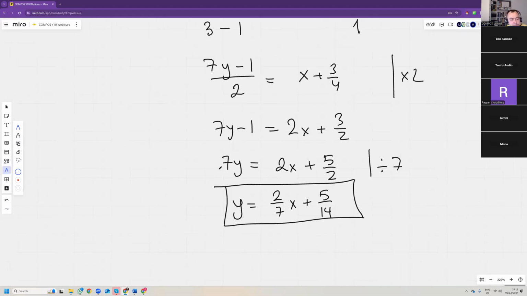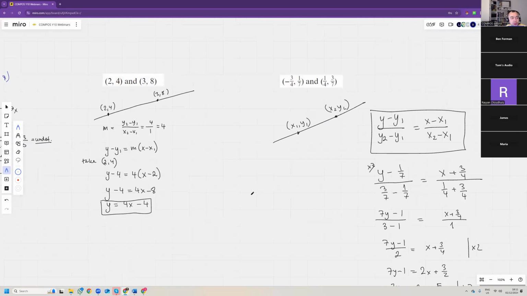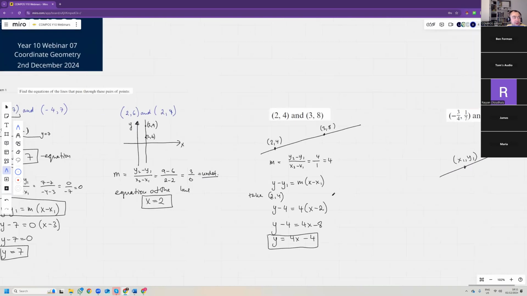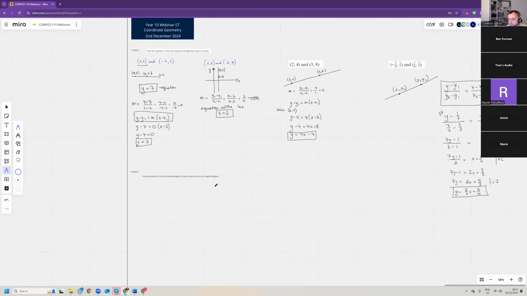Coordinate geometry. We're talking about straight lines. So the assignment is due in 2 weeks on the 15th of December. Just under 2 weeks.